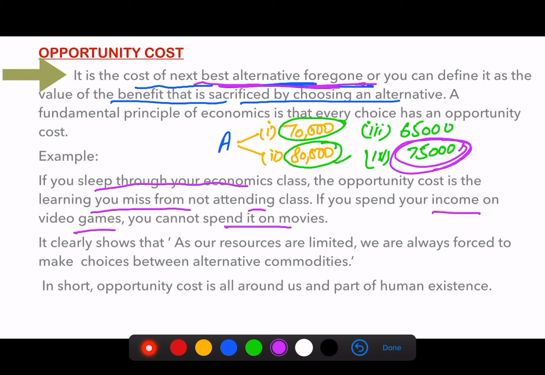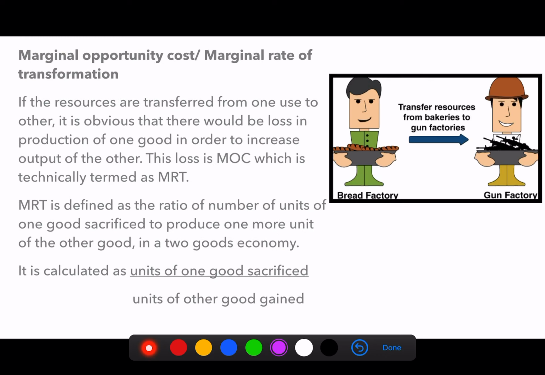Okay, now next we have marginal opportunity cost, or MRT, marginal rate of transformation. It says that if resources are transferred from one use to another, there would be a loss in the production of one good in order to increase the output of the other. This loss is MOC, which is technically termed as MRT.